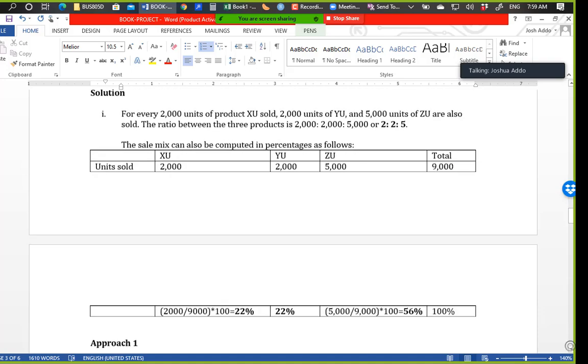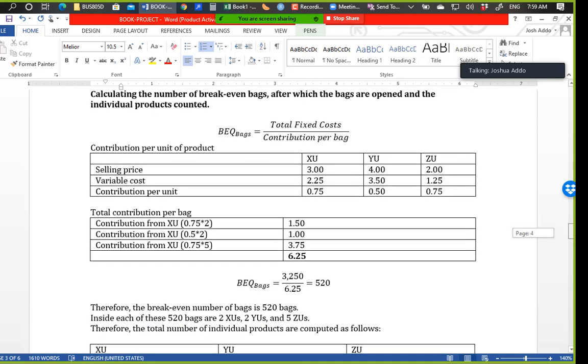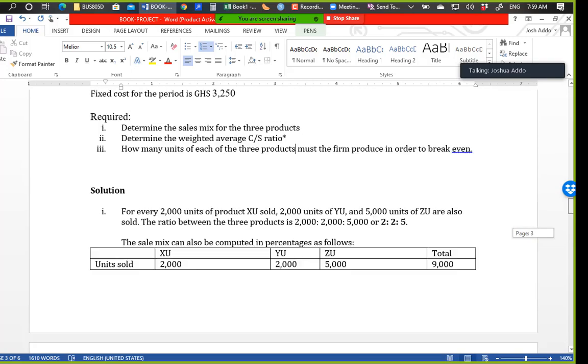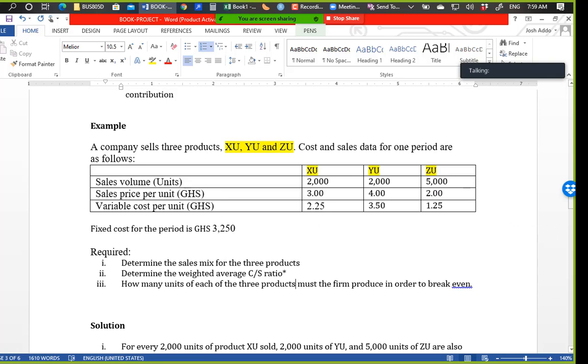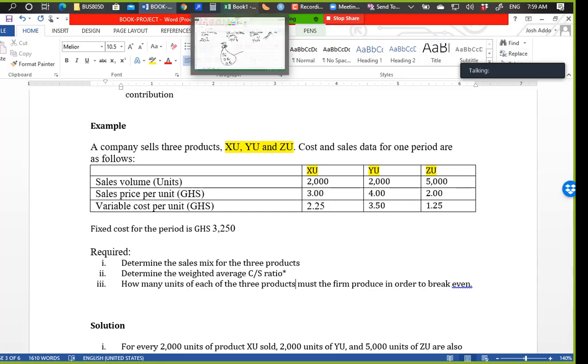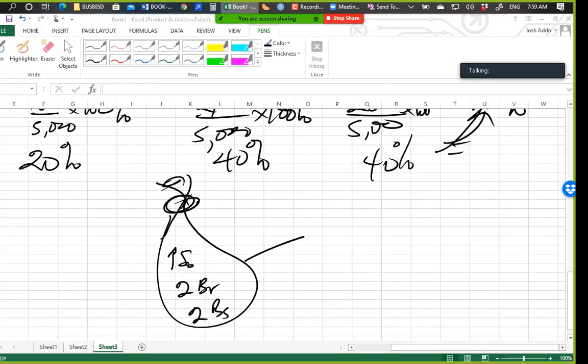Let me see if I can write here so we can see the question straight away. Okay, I think I have to come here. So, on the assumption of selling in bags, okay, let's go back to the question again.